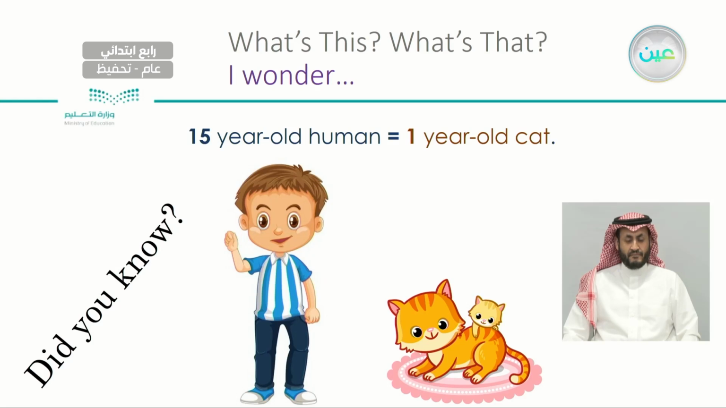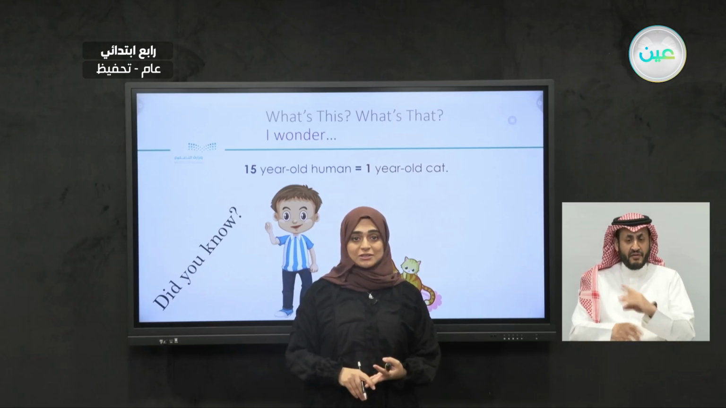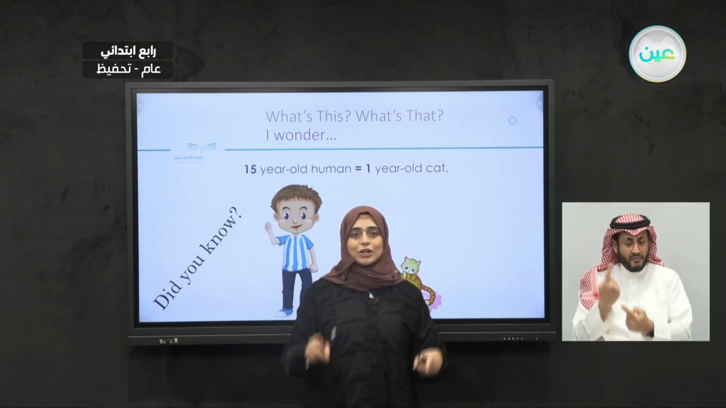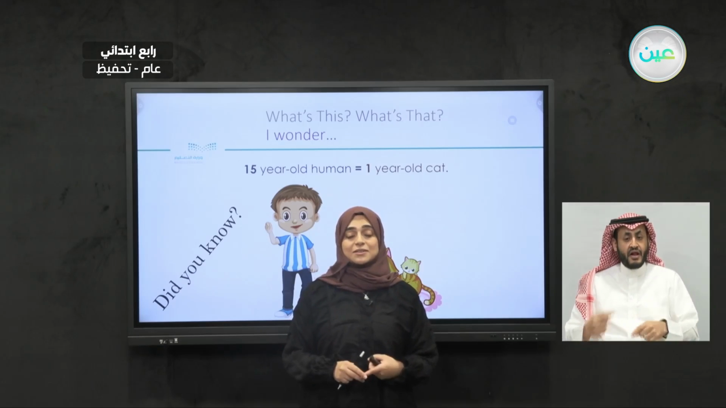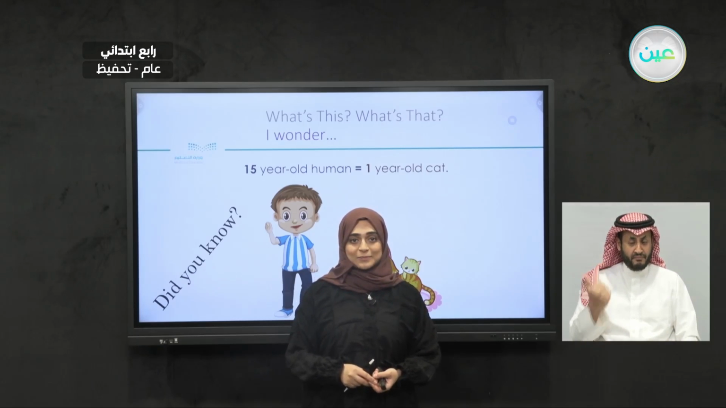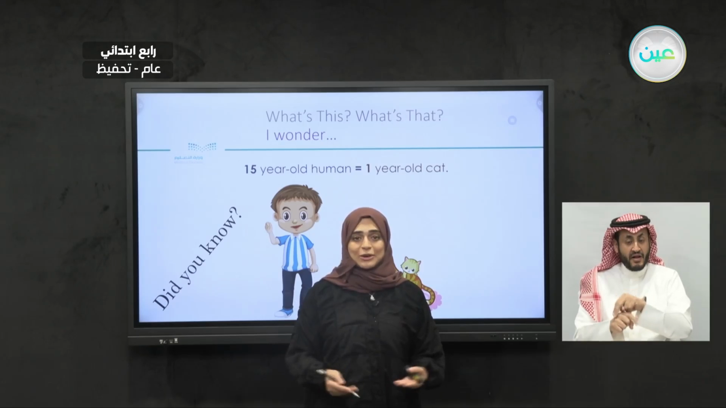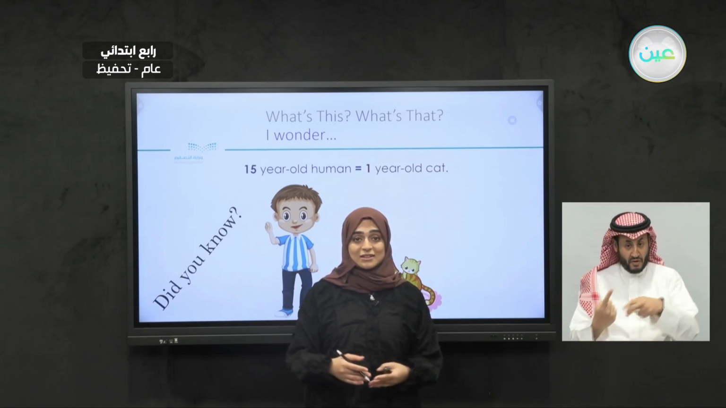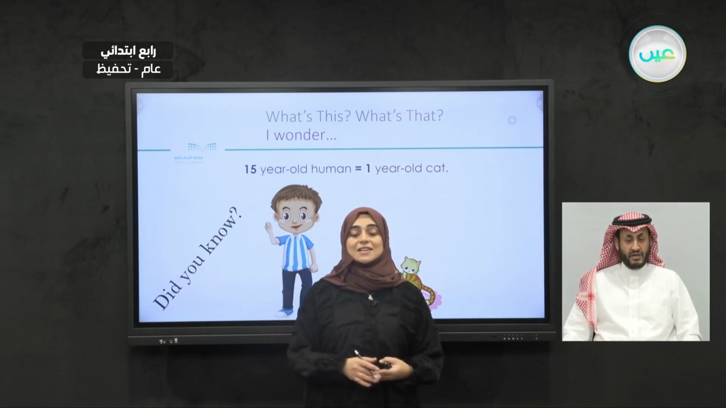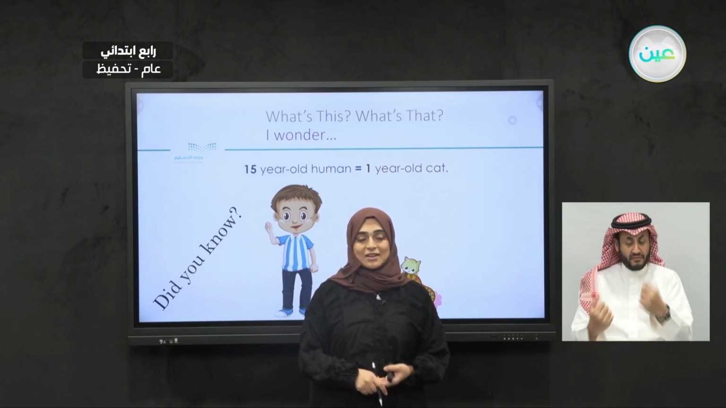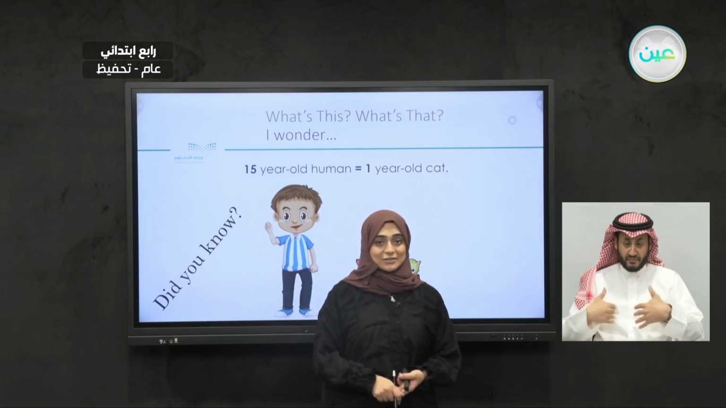So, we have a fun fact for you, boys and girls. Did you know that when a cat becomes 1 year old, it's just like a human when that human is 15 years old? When you're 1 year old, you can barely walk, but a cat is as old as a 15-year-old human. I think that's a very interesting fun fact, don't you think?